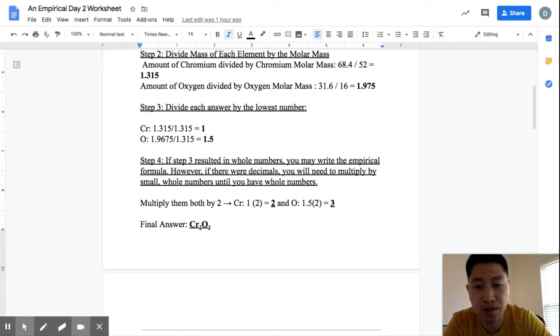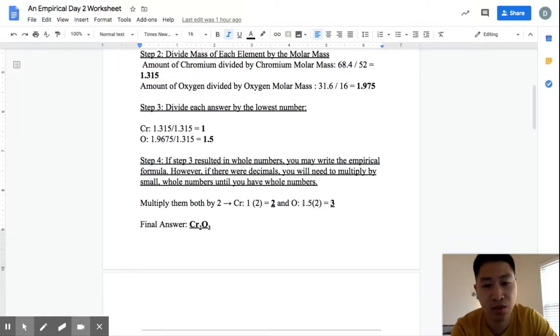So you go down here, it says if step 3 resulted in whole numbers, you may rewrite, or not rewrite, but you may write the empirical formula. However, if there were decimals, you will need to multiply by a small number of whole numbers until you have the whole numbers. So it's right here, chromium, there's 1. And here's the thing, the small number, 1.5, if you multiply by 2 to both numbers, you'll have whole numbers. That's why they have 1.5 times 2 gave them 3. If you do 1.5 times 3, that won't give you a whole number.